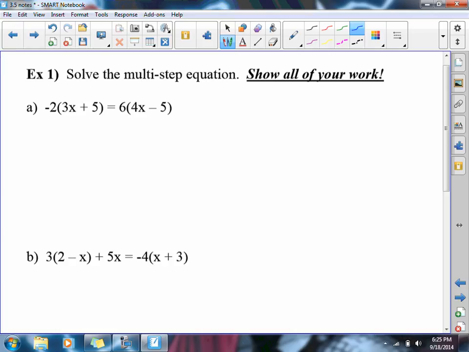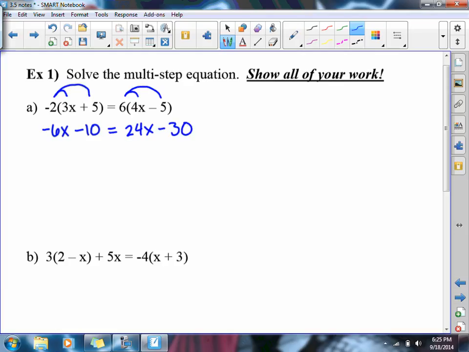In part A, we have negative 2 times (3x plus 5) equals 6 times (4x minus 5). I have 2 sets of parentheses, with a number out front of each, so right away I should think I have to distribute. On the left side, I'm going to distribute the negative 2 to each term in the parentheses, which gets me negative 6x minus 10. On the right side, I'm going to distribute the 6 to both terms inside the parentheses, which gets me 24x minus 30.